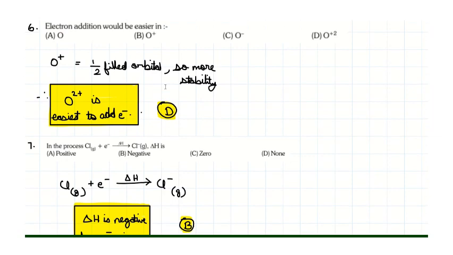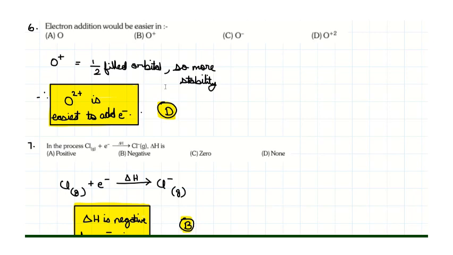In the sixth question, we need to find for which of the following the addition of an electron would be easiest. Oxygen has high electron affinity, thus it would be hard to add an electron. O plus has a half-filled p orbital, thus it is more stable and it would be hard to add an electron. O minus is easier to add an electron, because after which it will form the stable electronic configuration of the nearest noble gas, neon.